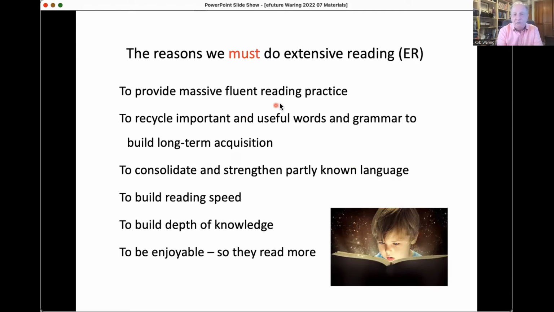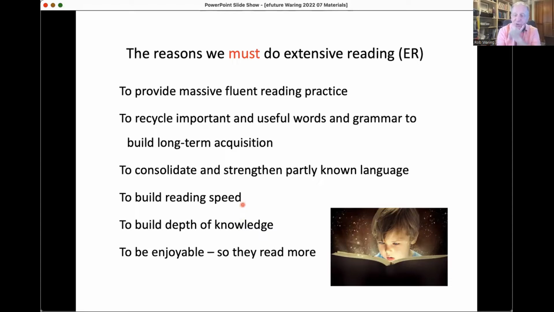Provide massive fluent reading practice, and we'll look at later why massive is important. To recycle the important and useful grammar. I said before that it's going to be lost on the forgetting curve if we only do it 1 or 2 times. Therefore, we need to consolidate and strengthen that partly known knowledge, whether it's vocab or grammar or idioms or collocations, it doesn't matter.